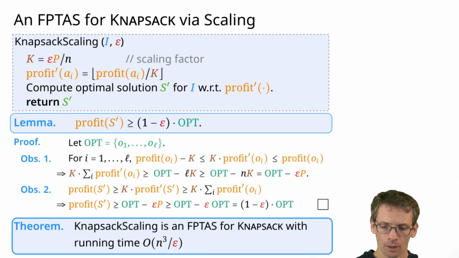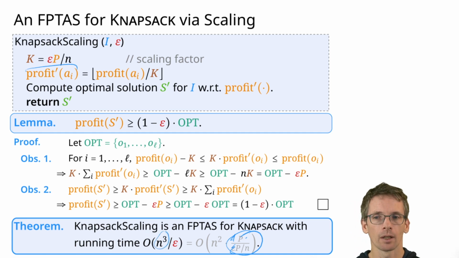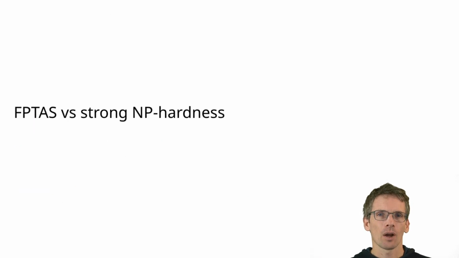squared times the profit that I used here, and the profits that I used here were the original profits divided by k. So here I have a 1 divided by epsilon term and a 1 divided by n term. So this gives me an extra factor of n here, and that is the running time of this FPTAS. With this, we're already done with the algorithmic part of the video.